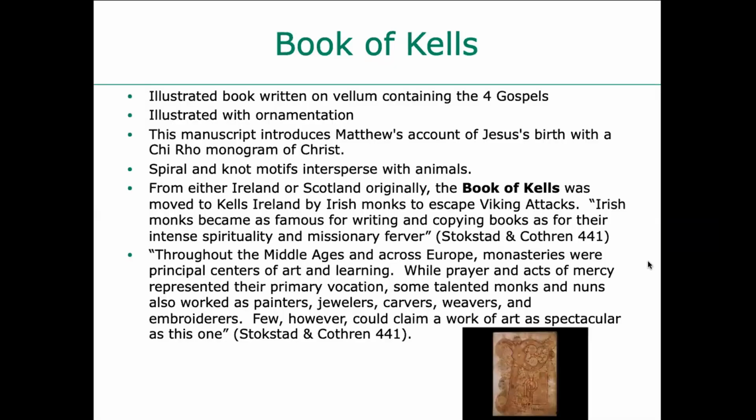So it's an illuminated book, an illuminated manuscript written on vellum containing the four Gospels. It's illustrated with ornamentation. The manuscript introduces Matthew's account of Jesus's birth with a monogram of Christ. There are spiral motifs throughout. So again, it's from either Scotland or Ireland originally. Now, the Book of Kells was in Scotland at the time that Vikings had attacked, and the monks actually moved the book to Kells, Ireland to escape the Viking attacks.